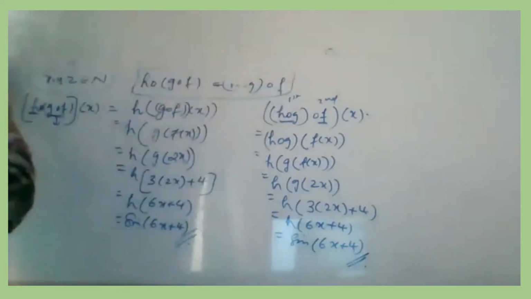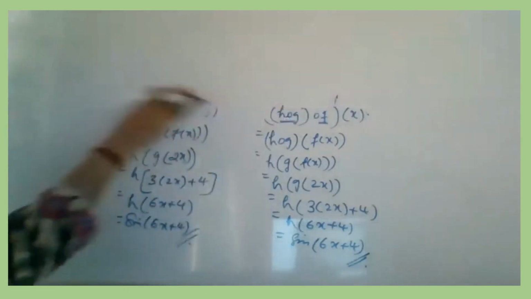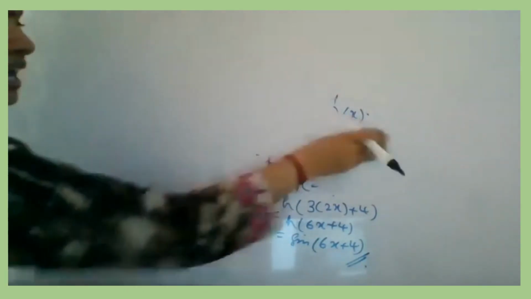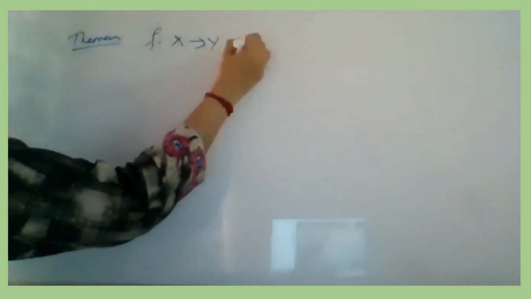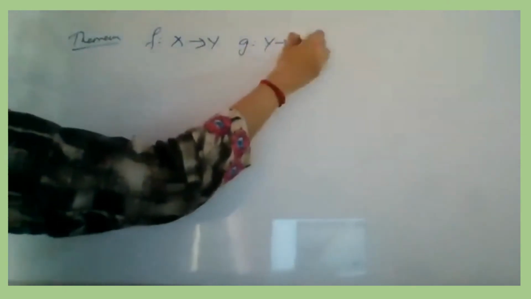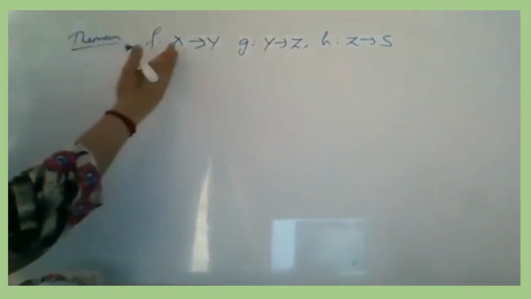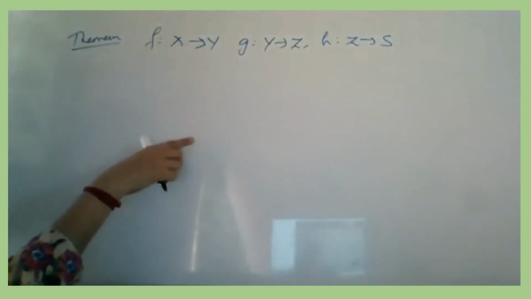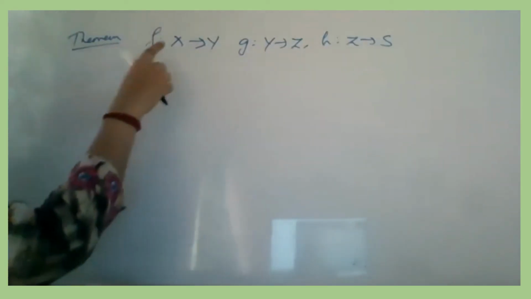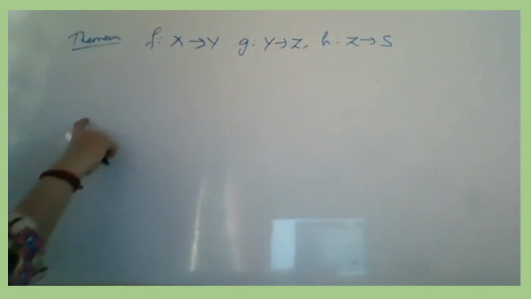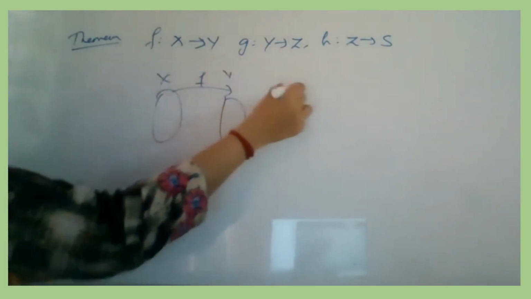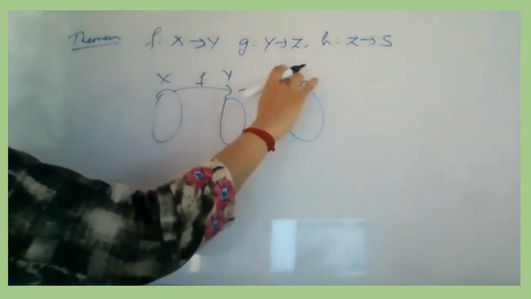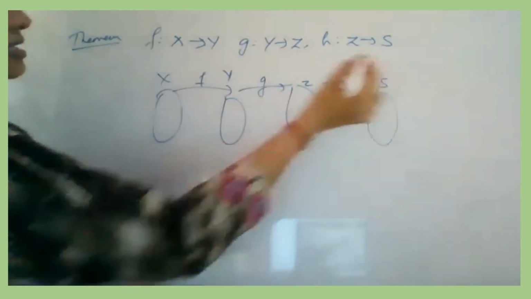Theorem says that if f from X to Y, g from Y to Z, and h from Z to S are three functions, then h composition g composition f holds. When there are two functions you have 3 sets, and here there are 3 functions, so there are 4 sets, that are X, Y, Z and S. So you have f from X to Y, g from Y to Z, and h from Z to S.